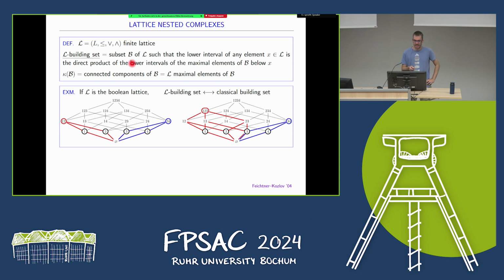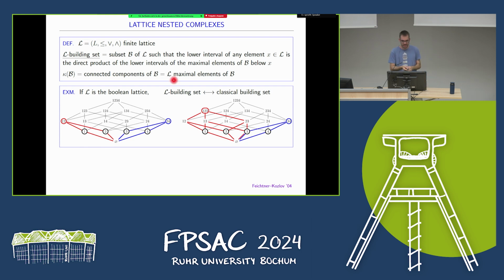So I have a lattice L, and what we call an L building set is a subset B of L with this weird property. So each time you take an element X in L, you can look at what are the maximal elements of B which are below X. Okay? And you want that the interval below X is the Cartesian product of the intervals below these maximal elements below X. Okay? So it's a bit difficult to parse.